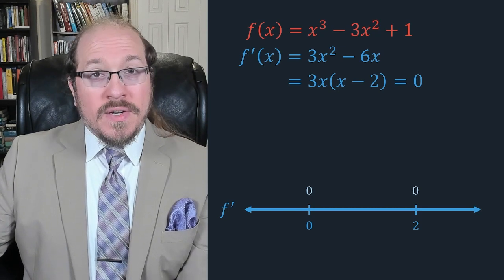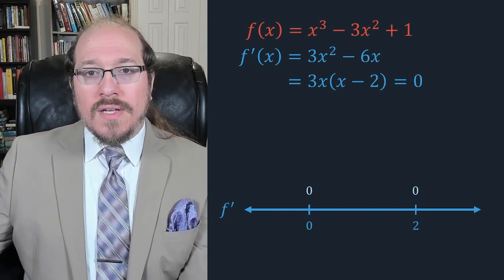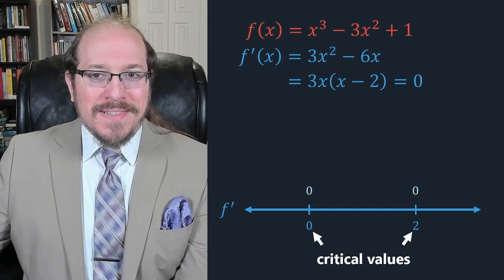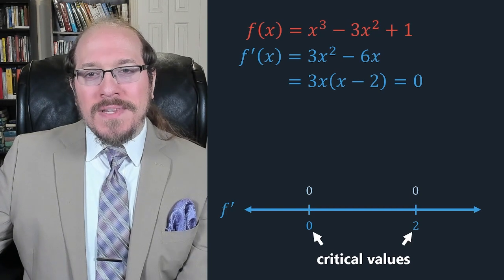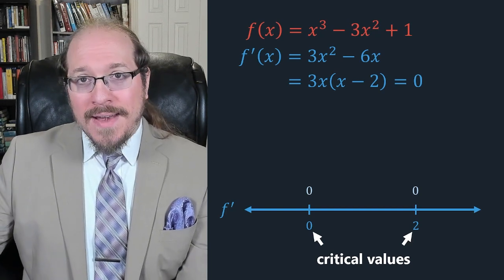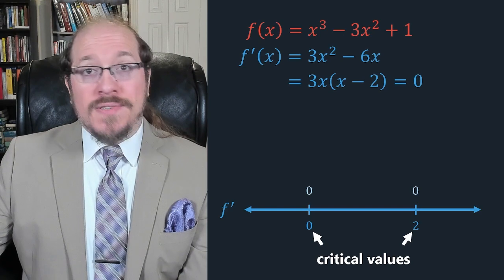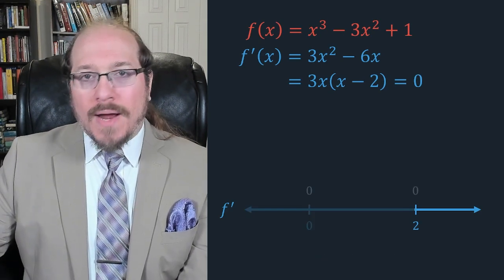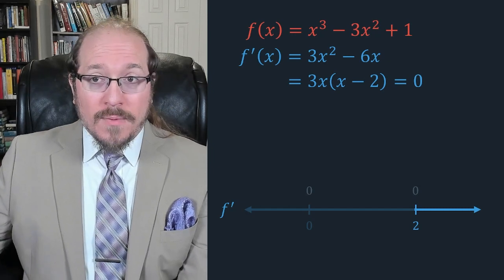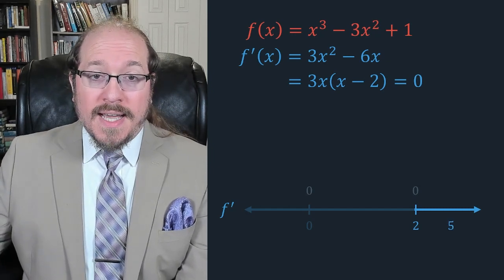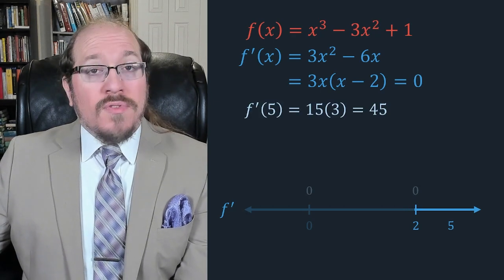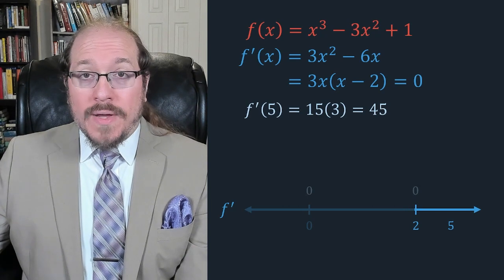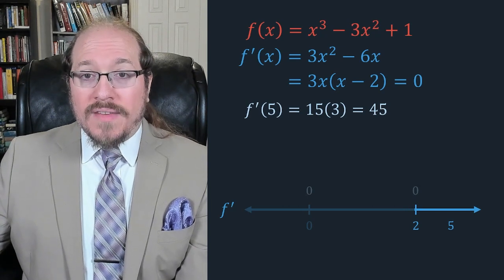Anywhere that the derivative is 0 or undefined is called a critical value of f, because that's where all the most interesting stuff happens. Those critical values split up the number line into pieces, and now we just need to figure out what happens on each of those pieces. Suppose we want to see what happens to the right of x equals 2. One thing we could do is test out a value like, say, x equals 5. Then 3x would be 15, and x minus 2 would be 3, so we'd have 15 times 3 equals 45.